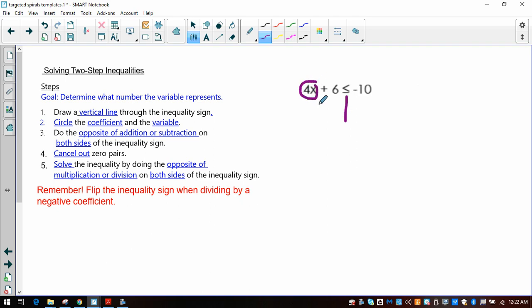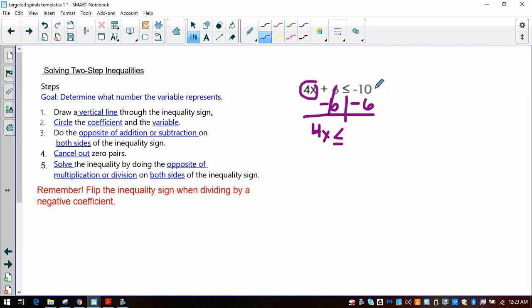Okay, and we're going to do an opposite of a plus 6, which is a minus 6. We're going to do that on both sides. Okay, I'm going to cancel out 0 pairs, so a positive 6 and a negative 6 cancels out. And then I bring down that 4x. Bring down my inequality sign, less than or equal to.